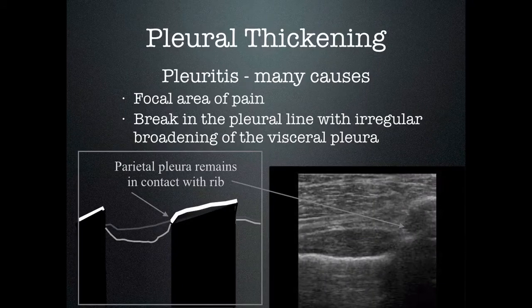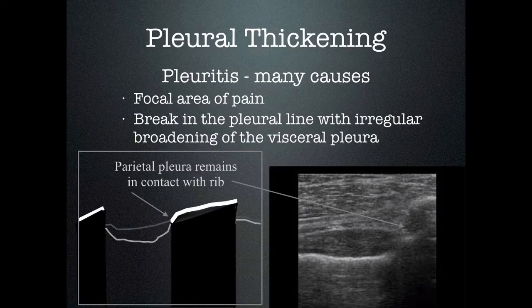So the first one is non-specific. It's called pleuritis. Generally, when I'm scanning somebody in the thoracic ultrasound, I'm scanning them for shortness of breath or chest pain, or both. And if I've done an exam and it's normal and they've got chest pain, I'd like to put the probe right where they say it hurts. And sometimes I'm going to find a thickening of the pleura. This could be pleuritis from an infectious cause or an inflammatory cause. I can't really tell. But pleuritis is generally going to be broadening or thickening of the visceral pleura.